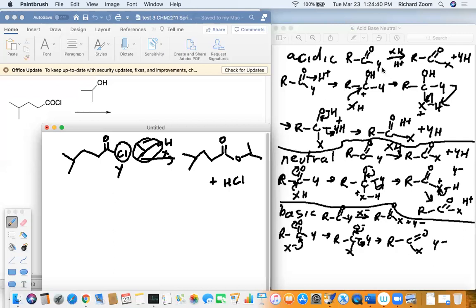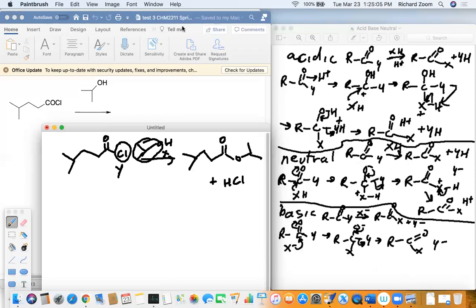The Y is always what's attached to the C double bond O. I might have misspoken. So the esterification, it's still the same. It's just, yeah, it's still the same. I might have misspoken and said the other way around. Okay, not a problem.